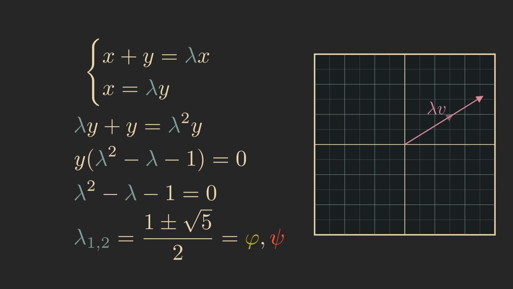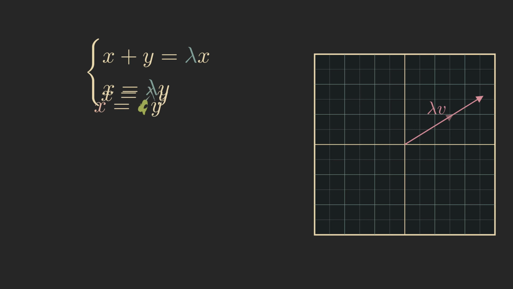The first one is 1 plus the square root of 5, all divided by 2, which is famously known as the golden ratio, denoted by phi. The second eigenvalue is 1 minus the square root of 5, all divided by 2, which can be simplified to 1 minus phi, which we denote as psi. Using these two eigenvalues, we can easily find an eigenvector for each eigenvalue.